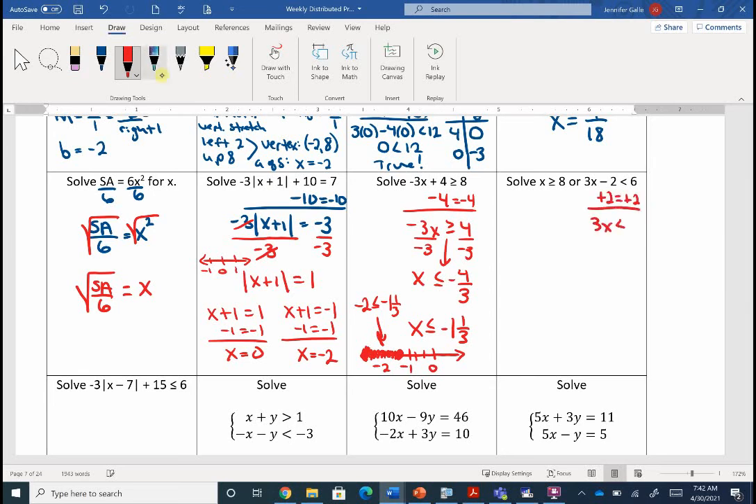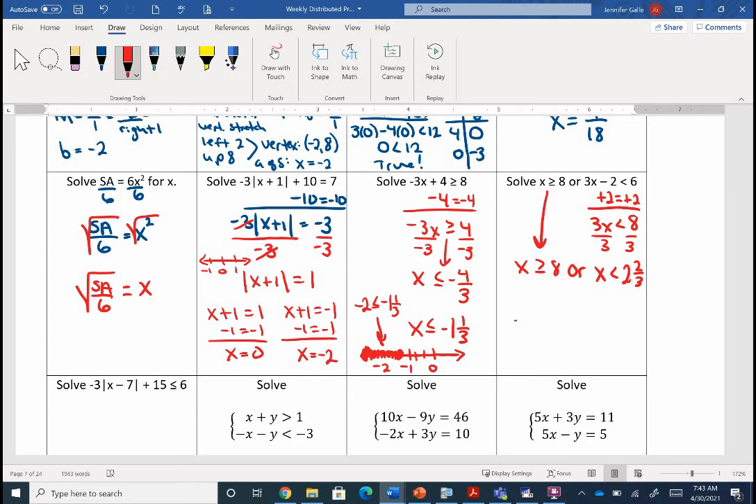3x is less than 8. Divide by 3. Now for our final answer, we have x is greater than or equal to 8. We still need to bring that side down. Or x is less than, I'm going to change that to 2 2/3 to make it easier to graph.